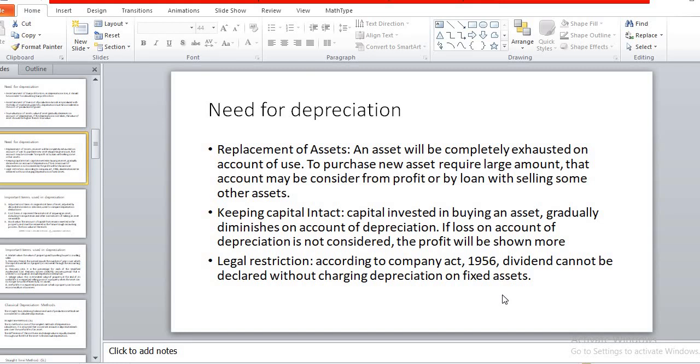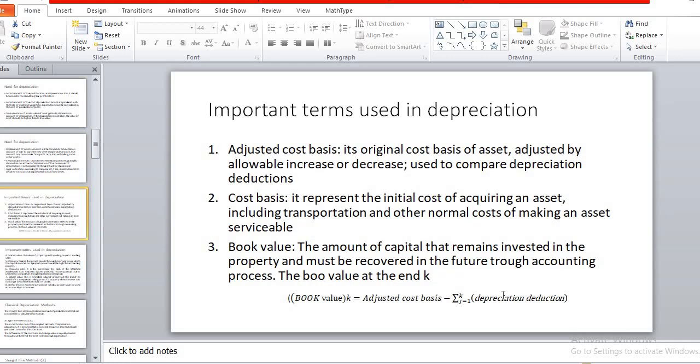Now we move further, to the important terms used in depreciation. So some terms are used in depreciation. First, adjusted cost basis. This is the cost basis value adjusted for comparison of the depreciation deductions. The cost value which we can adjust for comparison of that depreciation deduction is called the adjusted cost basis value.